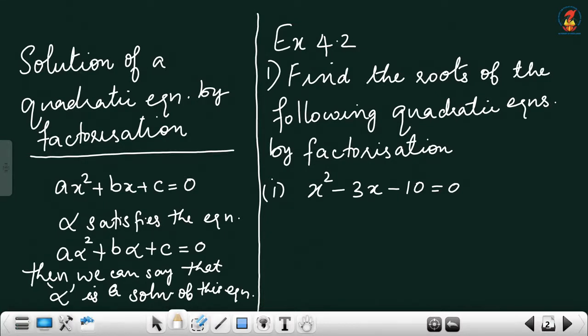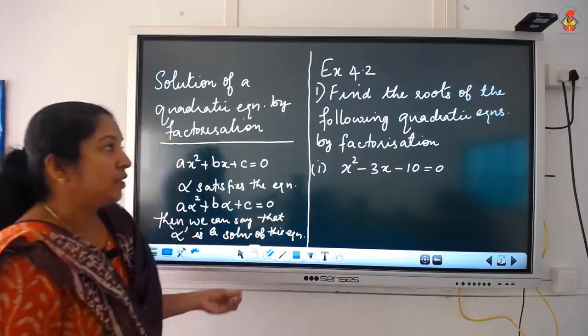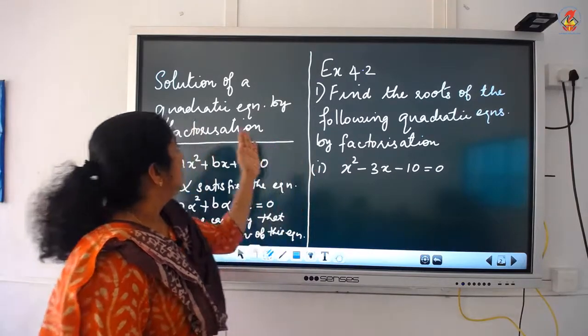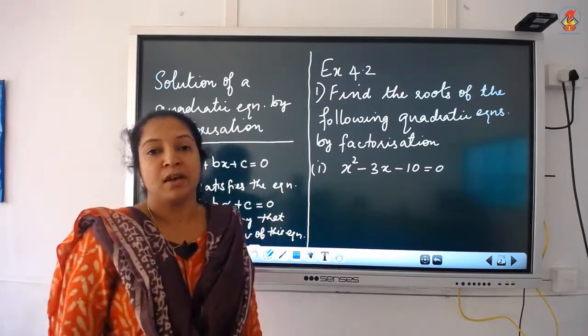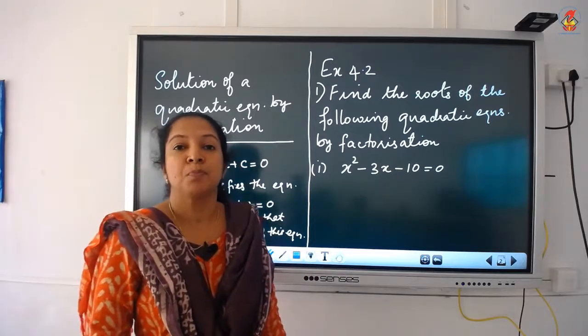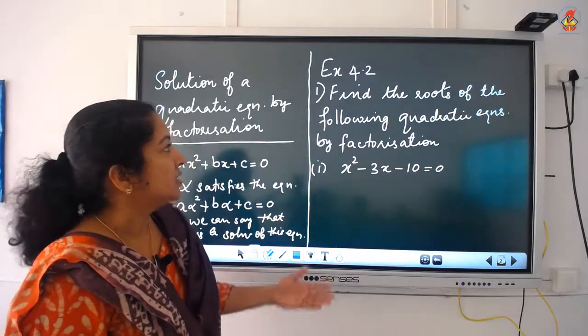Consider the quadratic equation ax square plus bx plus c equal to 0. If alpha satisfies the equation a alpha square plus b alpha plus c equal to 0, then we can say that alpha is a solution, or we can say alpha is the root of this equation. In this section we are going to learn the solution of a quadratic equation by factorization method. Factorization is exactly the splitting the middle term method, which you have already learnt in 9th standard. So we can start it.